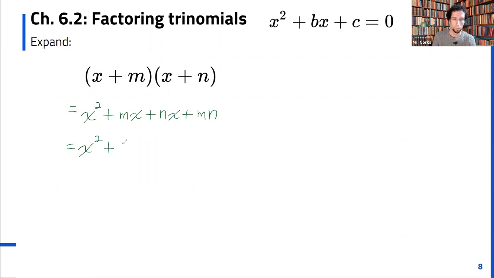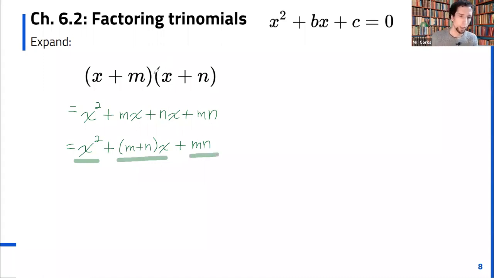x squared plus x bracket m plus n. Okay, m plus n x plus mn, and then plus mn. So we can just factor out the x here. So an x squared term, an x term, and an mn term.